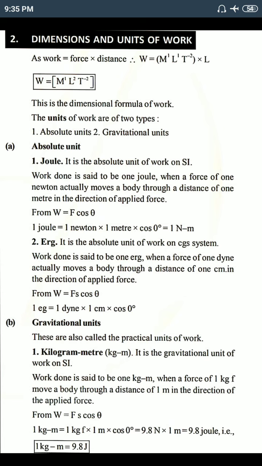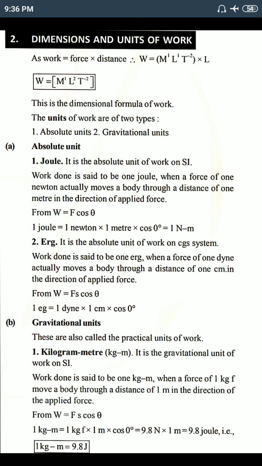And for the unit of work done, there are two types of units. One is the absolute unit, which we normally use. Another one is the gravitational unit. Okay, so first, two absolute units are there. One is the joule, which is the SI unit, the absolute unit of work in SI.